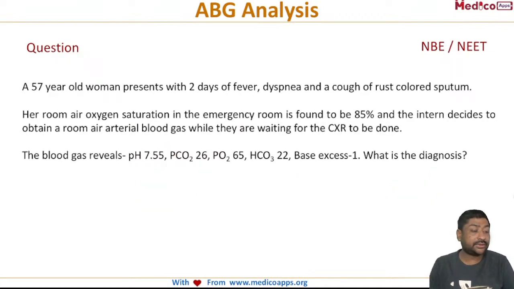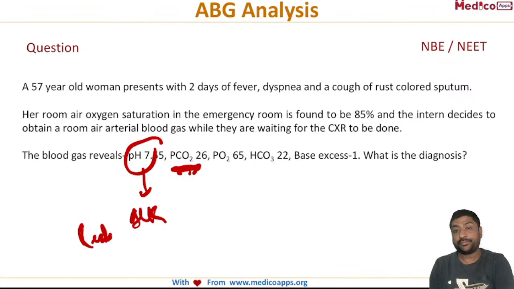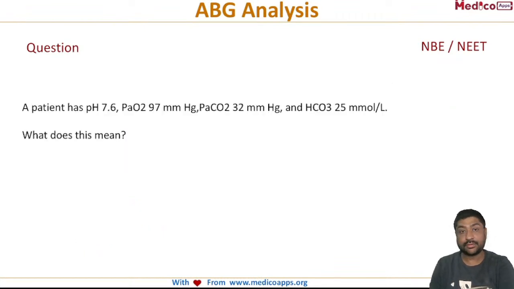Okay, let's look at another question. So all these ABGs you are able to solve in less than 10 seconds. pH is 7.55, so it is alkalosis. PCO2 again is decreasing, right? PCO2 is decreasing, so it is respiratory alkalosis. Any doubt? Let's look at this question.